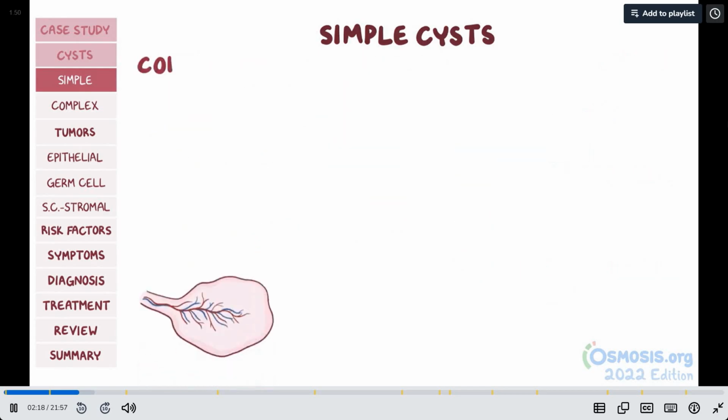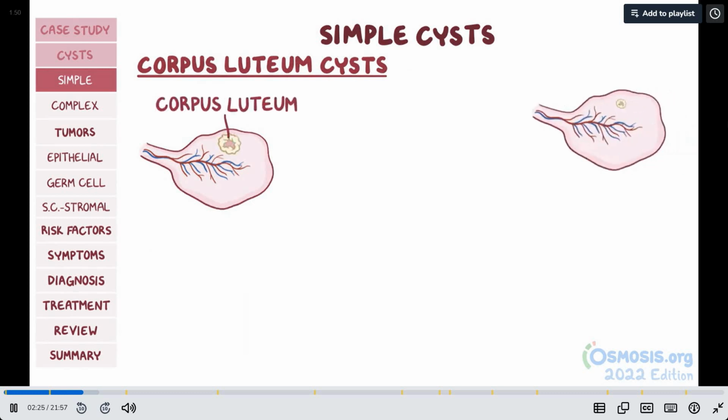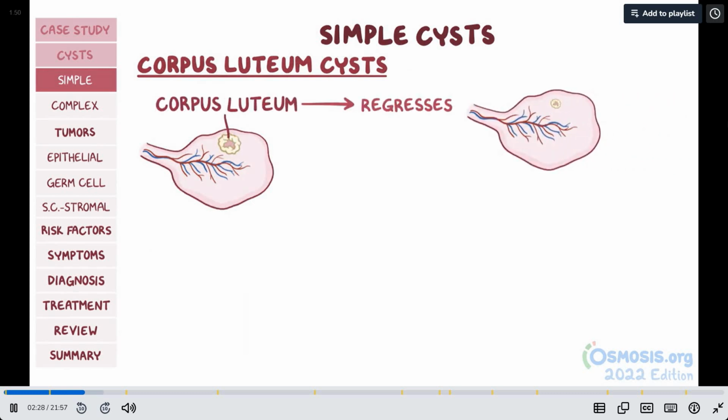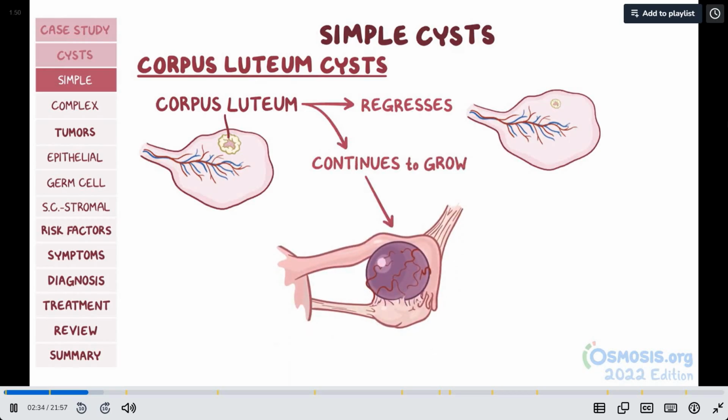Another type of simple cysts are the corpus luteum cysts. Normally, after ovulation, the follicle remnants become the corpus luteum, which regresses during the luteal phase. If, instead of regressing, the corpus luteum continues to grow, then the arteries nourishing it can rupture and hemorrhage into the cyst. So a high-yield fact to note is that corpus luteum cysts are also called hemorrhagic cysts.